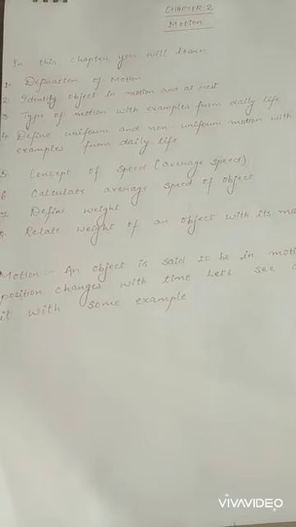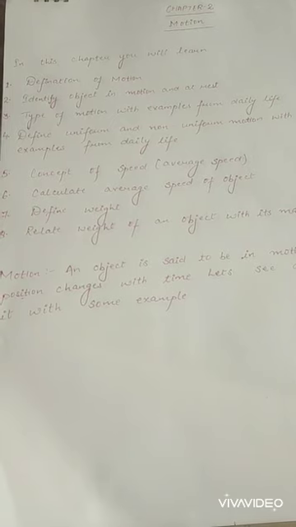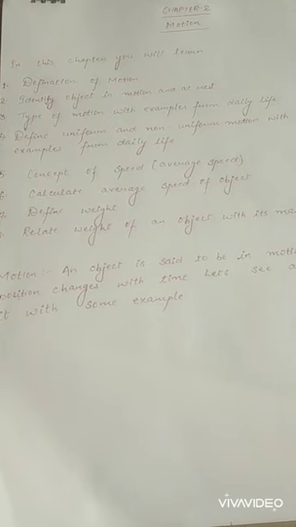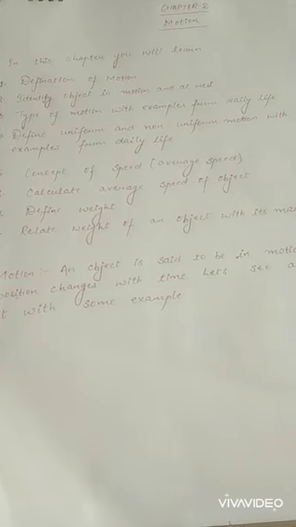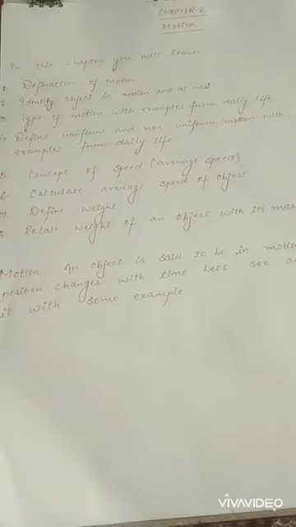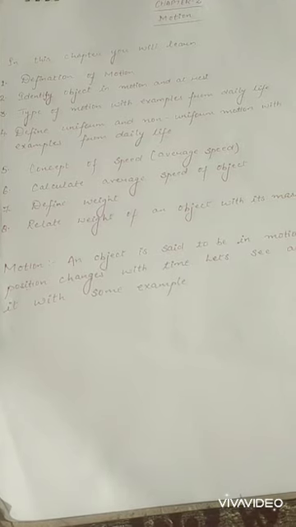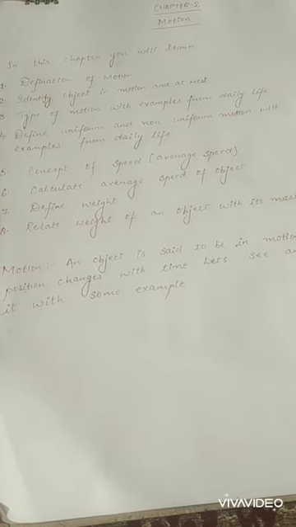Students, let's start with chapter number 2, motion. In this chapter, you will learn about the definition of motion, identify objects in motion and at rest, types of motion with examples from daily life, define uniform and non-uniform motion with examples from daily life, concept of speed, average speed, calculate average speed of an object, define weight, relate weight of an object with its mass.